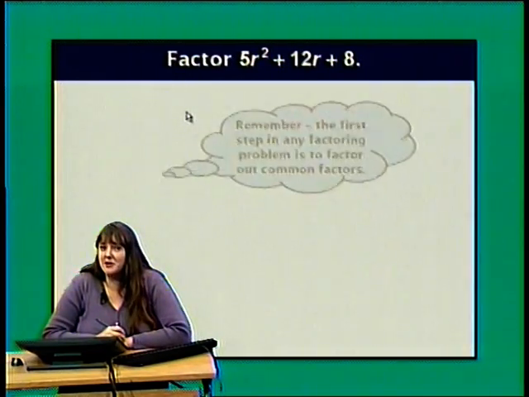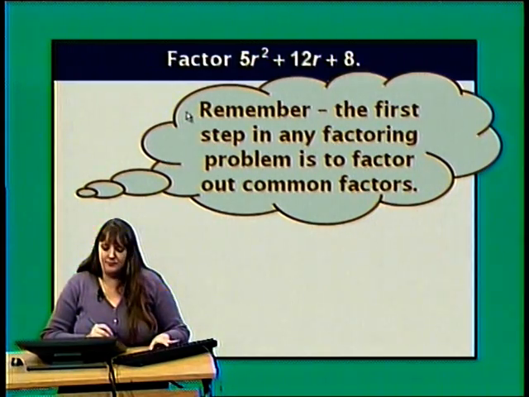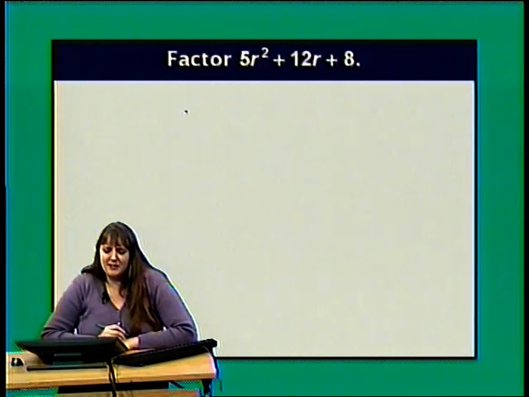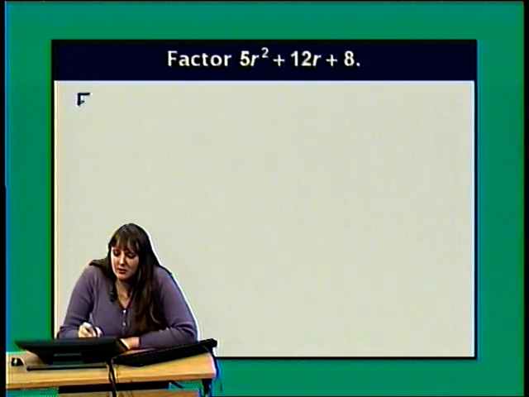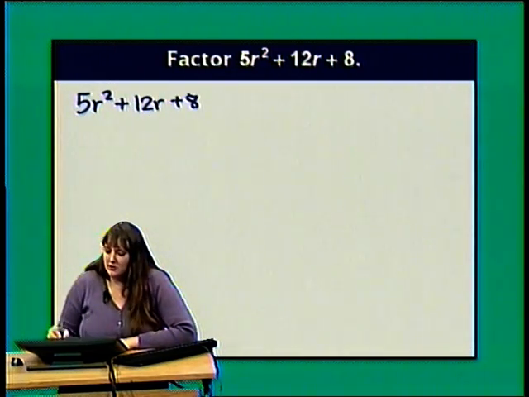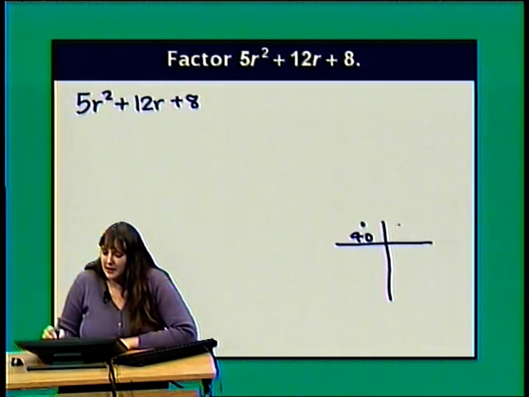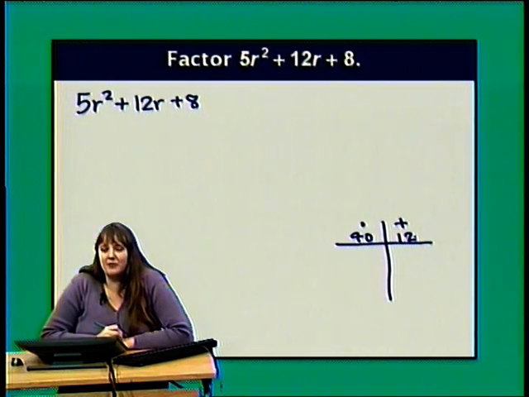Now let's factor 5r squared plus 12r plus 8. Remember, the first step in any factoring problem is to factor out common factors. I don't see any common factors other than 1 in this problem. So let's go ahead and factor. Since 8 at the end there isn't prime, I'm thinking factoring by grouping again. So this time I want to find two integers that multiply to 5 times 8, which is 40, and add to 12. Can I think of two numbers that multiply to 40 and add to 12?